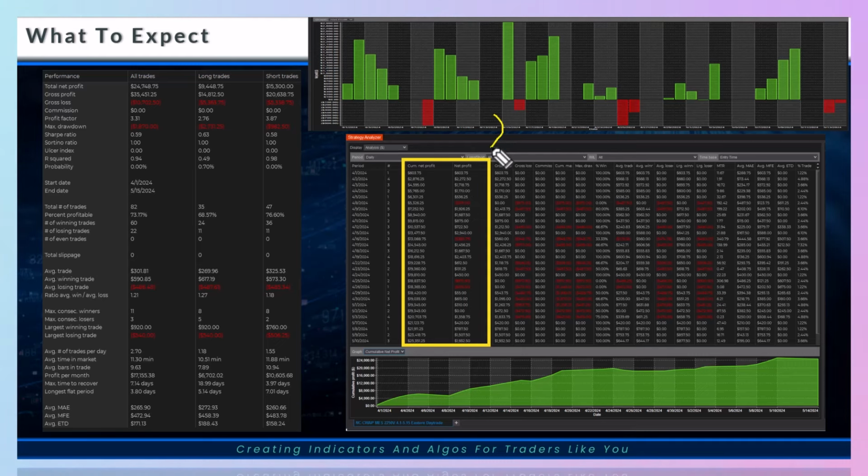Okay, now take a look at the net profit on a daily basis. We had 1, 2, 3, 4 losing days in a month and a half. You can see those here, here, here, here, and here. And I can assure you that the wins are a hell of a lot bigger than the losses.